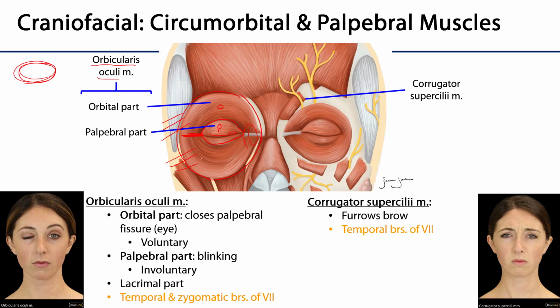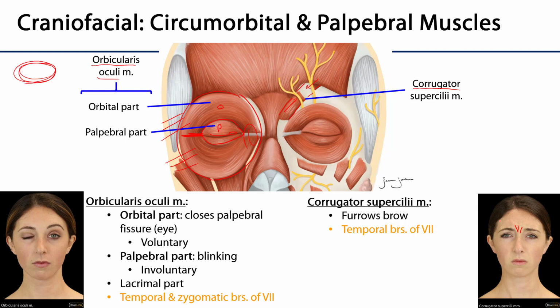Now, deep to orbicularis oculi and also deep to the frontal belly of occipitofrontalis is a small strip of muscle called the corrugator supercilii. So this is the superciliary region, and corrugator, to make corrugated, this is a furrower of the brow. So when this muscle contracts, like so, it pulls the brow together.